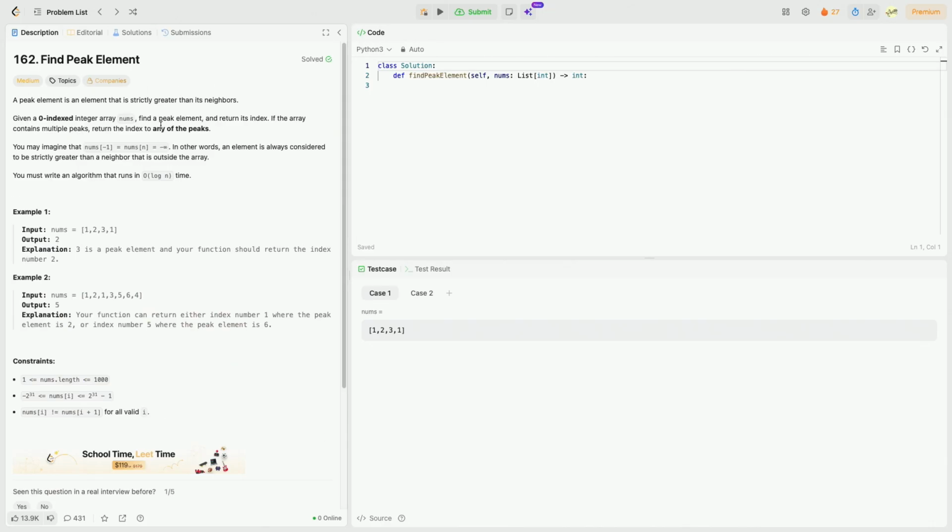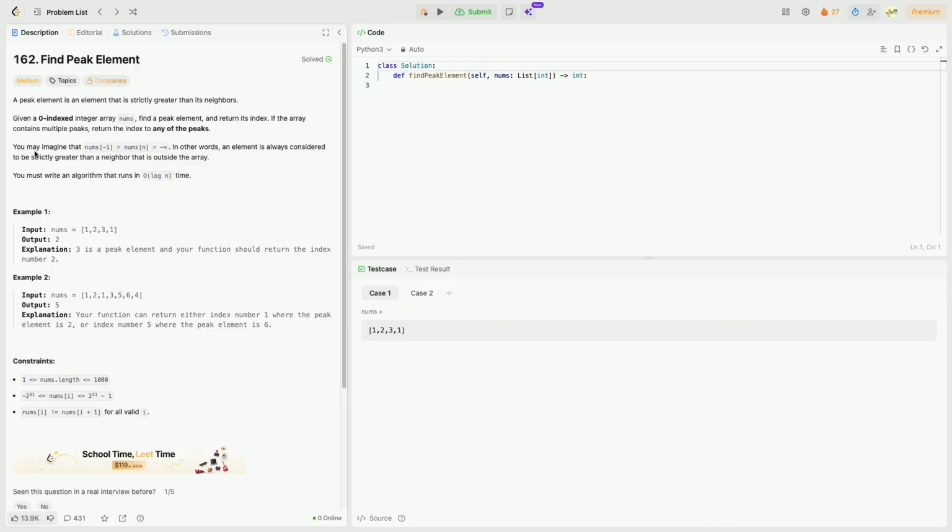So let's see. A peak element is an element that is strictly greater than its neighbors. Given a zero-indexed integer array nums, find the peak element and return its index. If the array contains multiple peaks, return the index of any of the peaks.